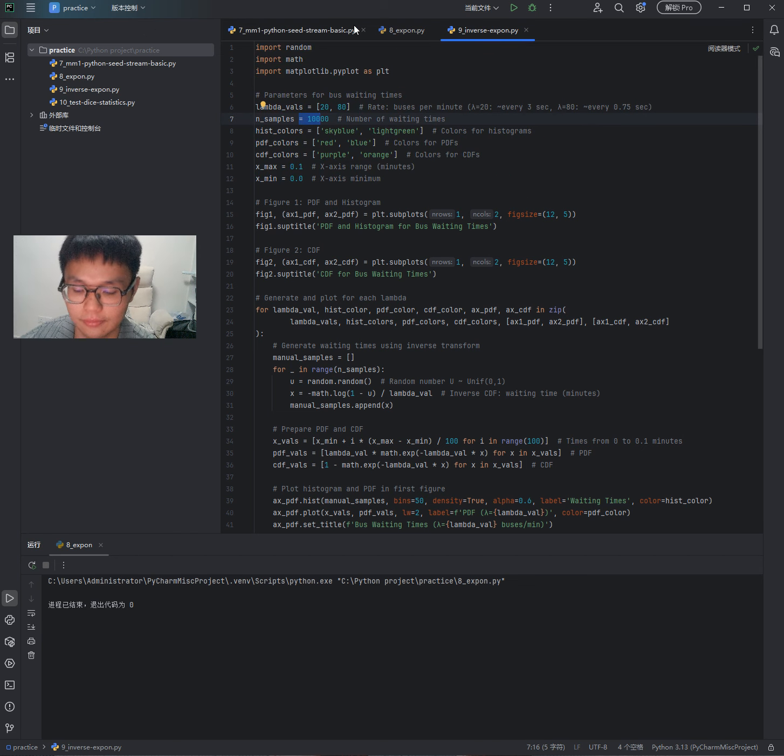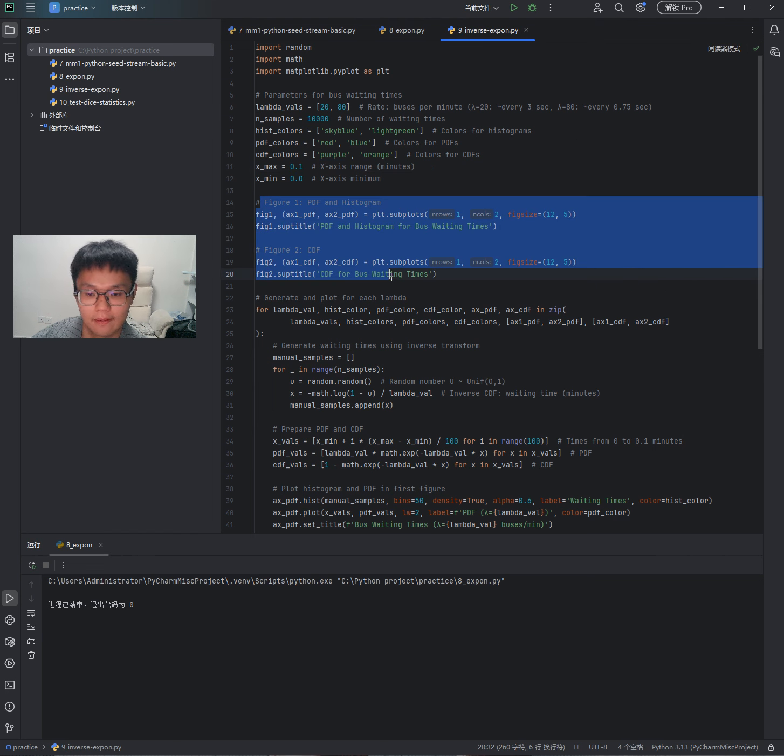10,000. The colors are for the histogram, PDF and CDF. The x-range is set to 0.1 minutes to focus on short waiting times. And here we create two figures, one for comparing the PDF and histogram, and one for comparing the CDF.